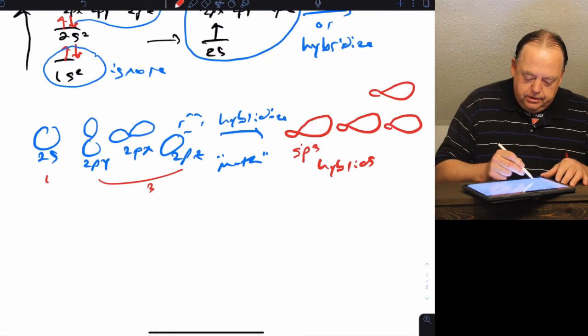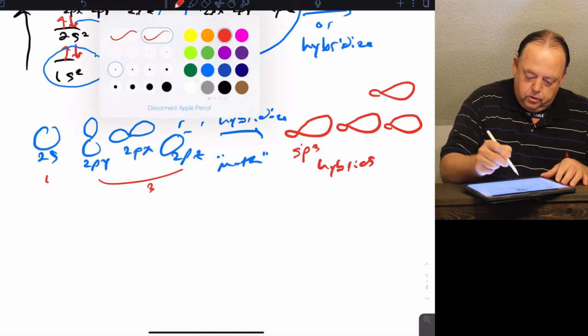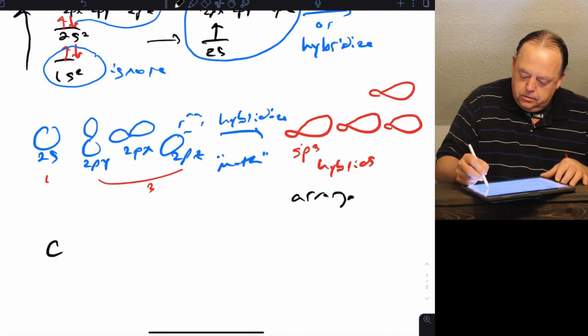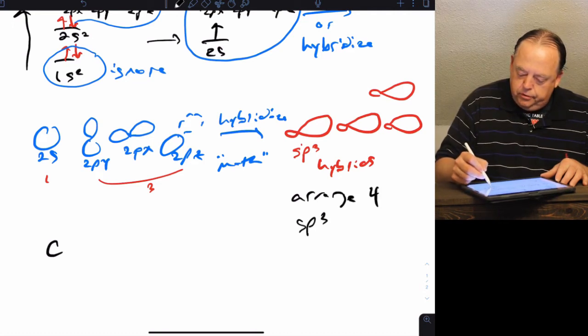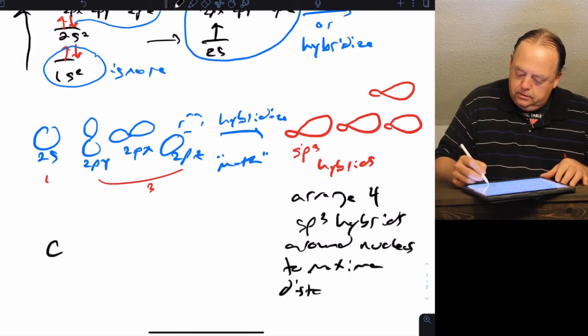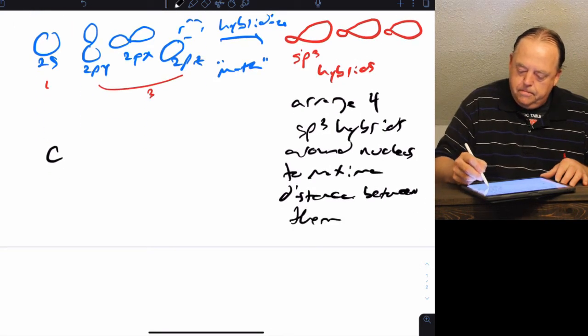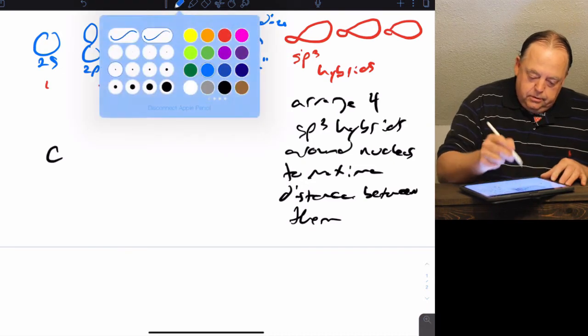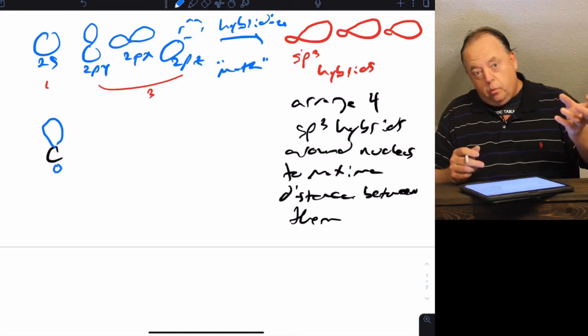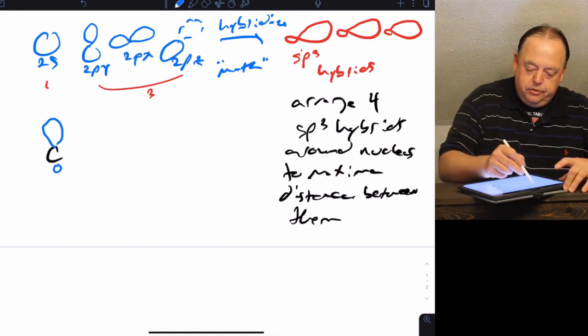Okay, so what we want to do now is take a carbon nucleus and arrange the four sp3 hybrids around the nucleus to maximize the distance between them. So one of the orbitals we'll put in that direction. So the big lobe on one side of the nucleus, a small lobe on the other side of the nucleus.